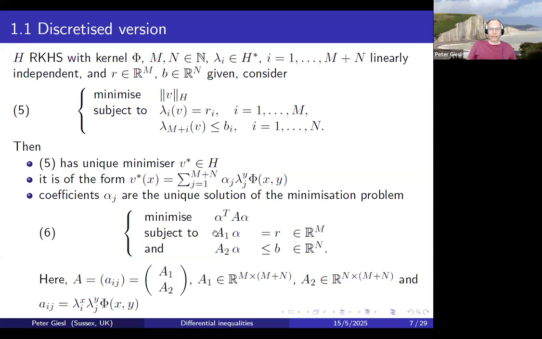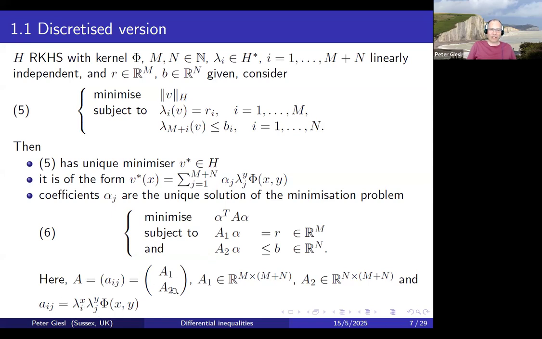But this time we are not solving a system of linear equations, which would have been the middle line here beforehand, but it's actually a quadratic programming problem. So we have a matrix A, which I will introduce in a minute, and matrices A1, A2, and the R and the B, which are again just the vectors here on the right-hand side. But this time it's a quadratic minimization problem for alpha, where this is minimized subject to these equality and inequality conditions. And the matrix A is precisely the same matrix as before. It's constructed in the same way.